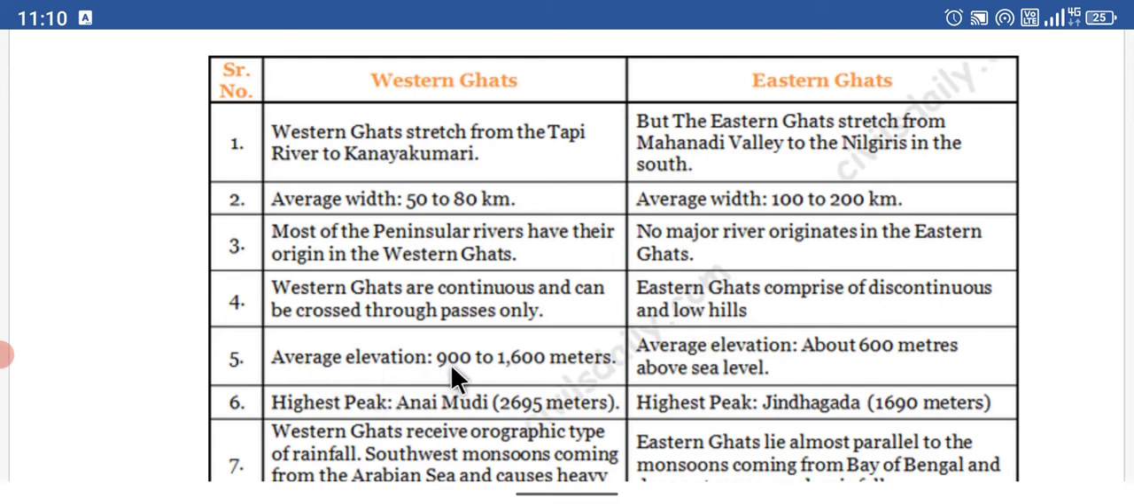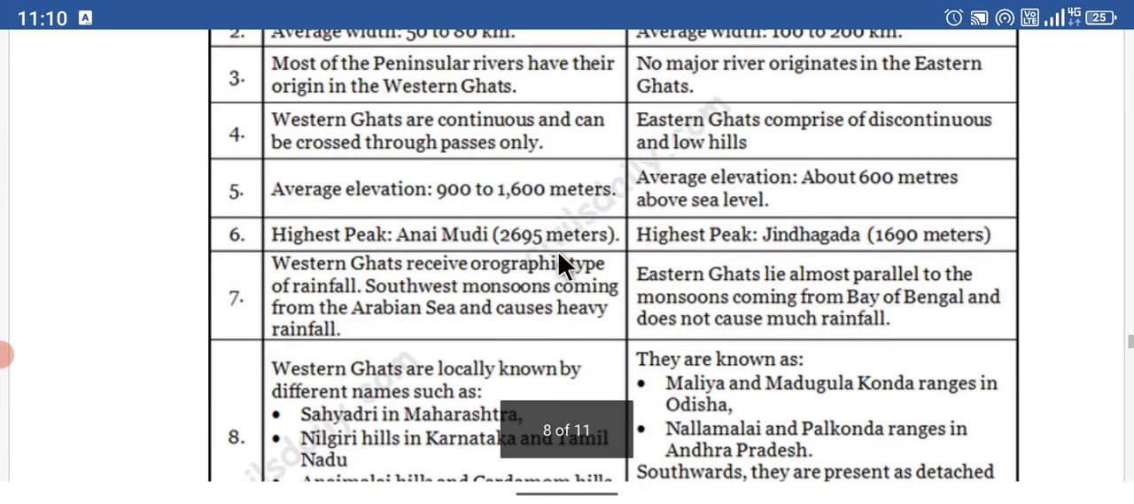Average elevation of the Western Ghat is 900 to 1600 meters. Average elevation of the Eastern Ghat is about 600 meters from the sea level. Highest peak of the Western Ghat is Anamudi Hills, and height of Anamudi Hills is 2695 meters, and highest peak of Eastern Ghat is Jindhagada Peak, which has a height of 1690 meters. Western Ghats receive orographic type of rainfall, southwest monsoon coming from the Arabian Sea causes heavy rainfall. Eastern Ghat lies almost parallel to the monsoon coming from the Bay of Bengal and does not cause much rainfall.